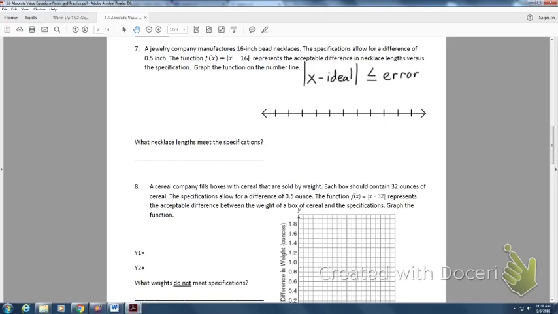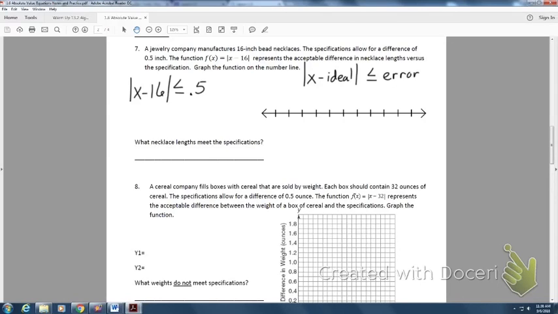So I was going to talk about how the ideal measurement can vary by this certain amount. So on this one right here, what is the ideal length of the necklace? 16. What is the error that the company allows? 0.5. And that will get you to the 15.5, 16.5 if you break it apart and find the two answers. Next class we'll talk about the inequality and what we'll need to do to that.